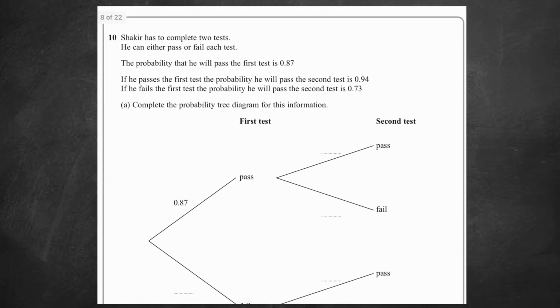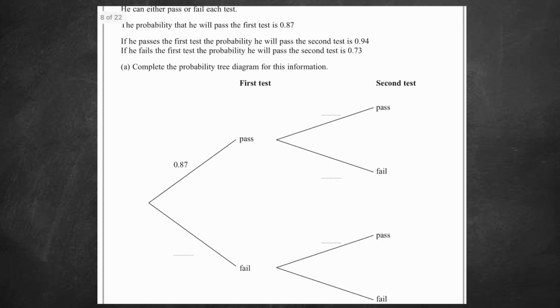Question number 10. Shakir has to complete 2 tests. He can either pass or fail. The probability that he will pass the first test is 0.87. If he passes the first test, the probability he will pass the second test is 0.94. If he fails the first test, the probability he will pass the second test is 0.73. Complete the probability tree diagram for this information.